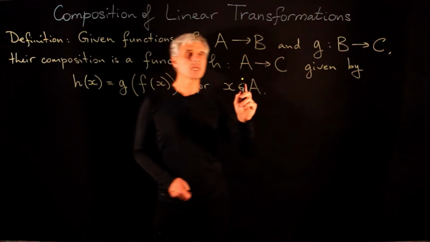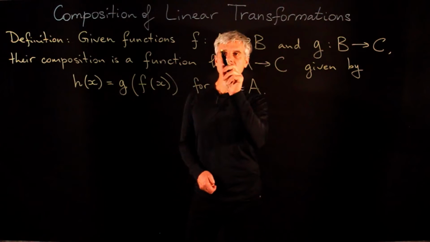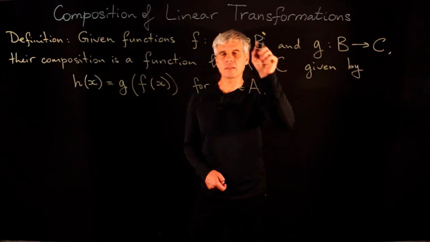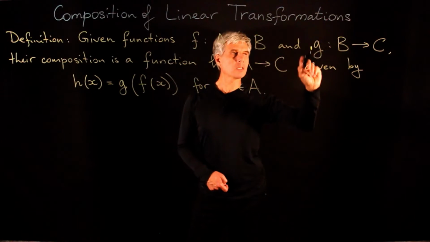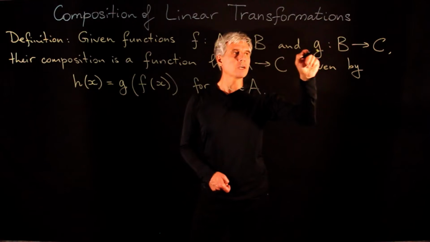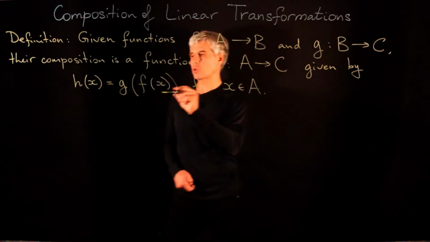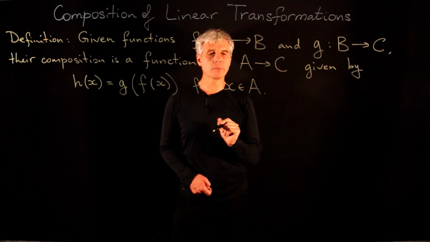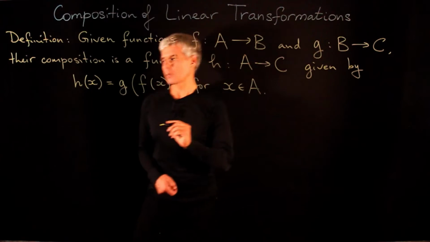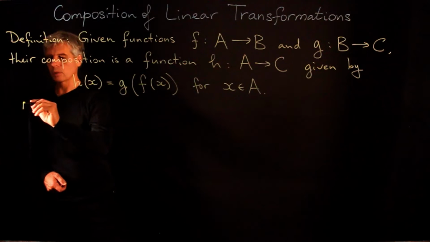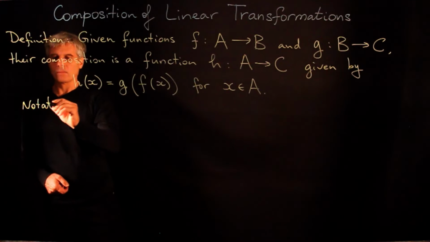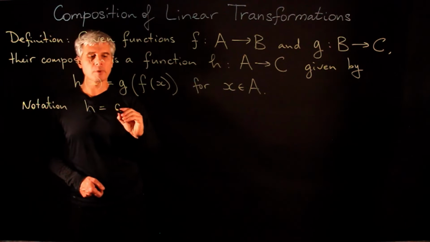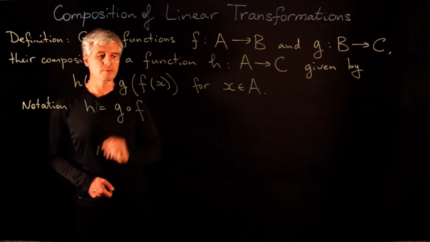Now, if we take an element x in the set A, when we apply f, we obtain an element of the set B, and now we can apply to the result the function g, and that will produce the result in the set C. So this will be the composition of two functions. So the notation that we're going to use is we write that h is a composition of g with f.